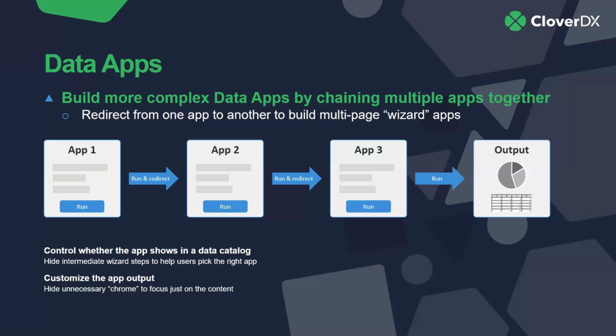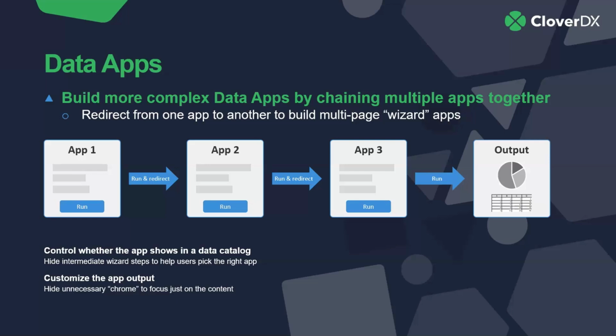So what you can do now is build essentially data apps that contain multiple pages, kind of like a wizard, where you have a first page with some parameters. And instead of running the app and producing the output directly, you can redirect to a second page of the data app, which allows you to set additional parameters and so on, all the way to however many steps you want to have, and finally to actually run whatever you need to run as part of the application and produce the output.